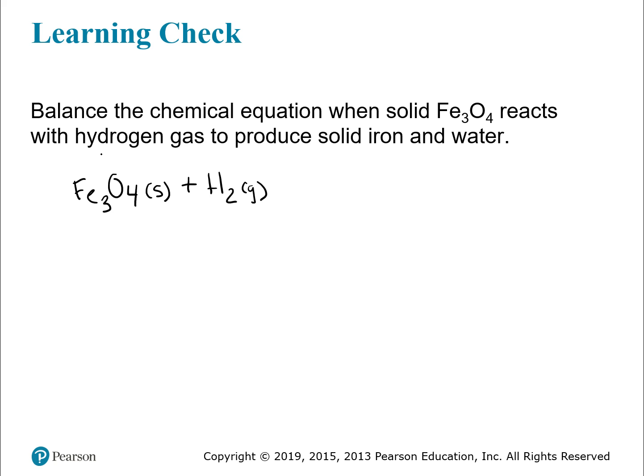Remember, hydrogen gas is one of those diatomic molecules that we talked about in chapter 6. That means that it only rolls in pairs. Hydrogen gas is H2, not just H. When those two react, they produce solid iron and water, which we know is H2O as a liquid.